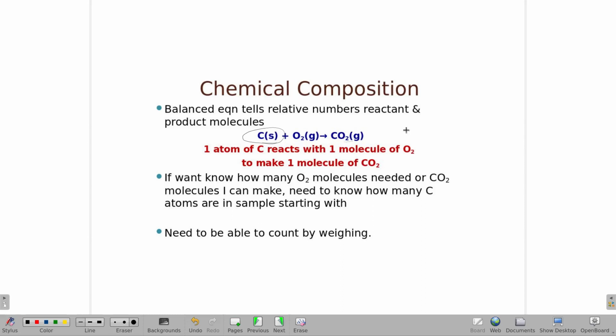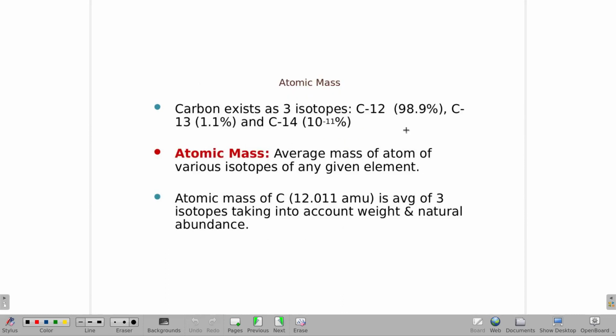But what we're going to do at first is mostly just look at what CO2 is, how we know what that is. So a little bit more of the composition of the actual compound. Alright, so we need to be able to count it and relate it to those molecules, but we want to be able to count it by its mass. Alright, so let's talk about some masses, for instance.